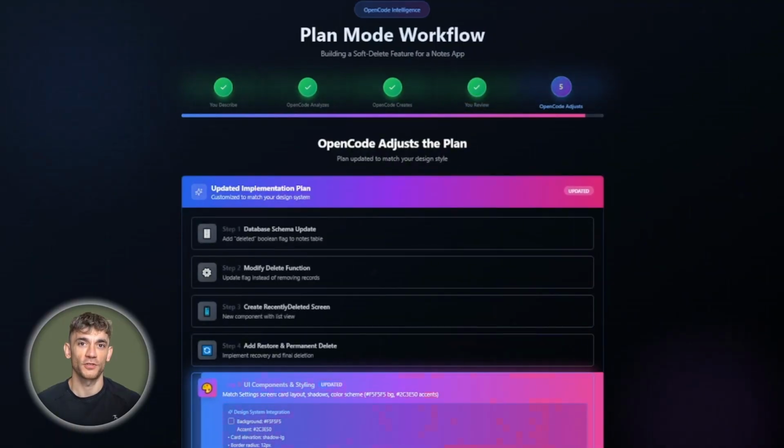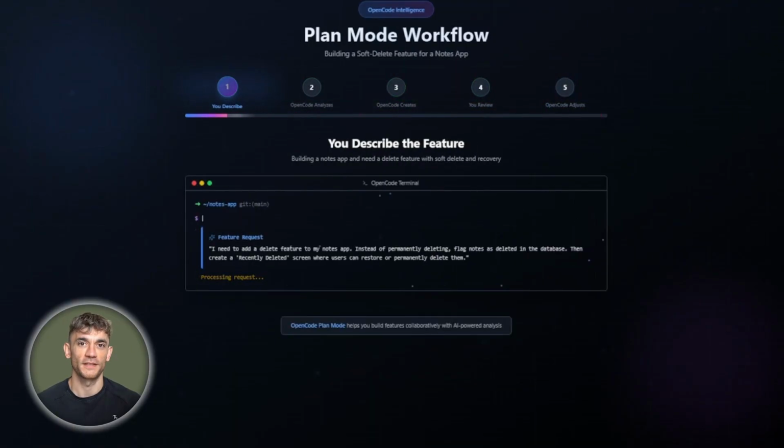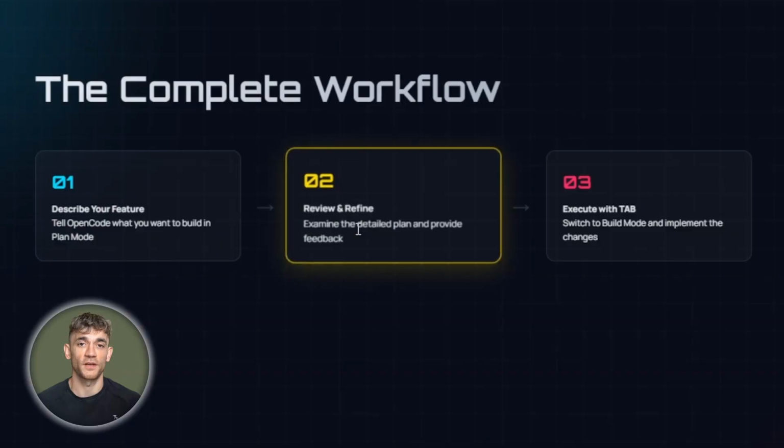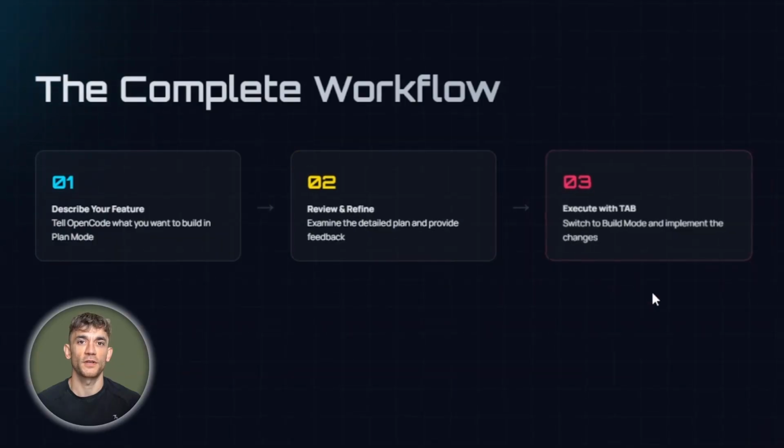I'll create a new screen component. I'll add restore and permanent delete functions. Here's how I'll structure the UI. You review this plan. Maybe you want the UI designed differently. You tell OpenCode to reference a screenshot you have of another screen in your app.